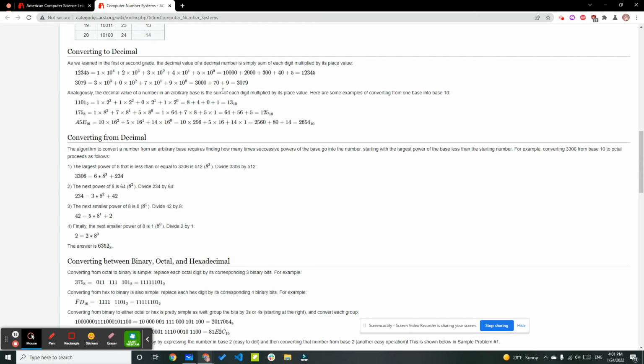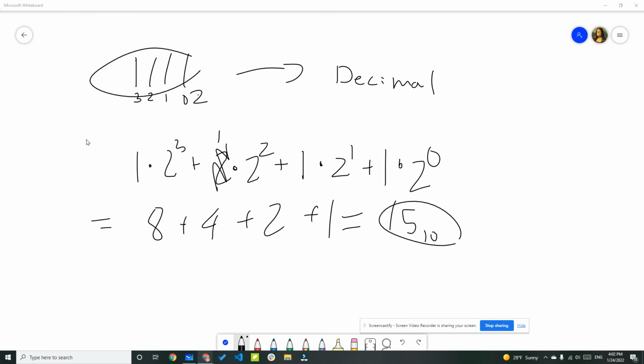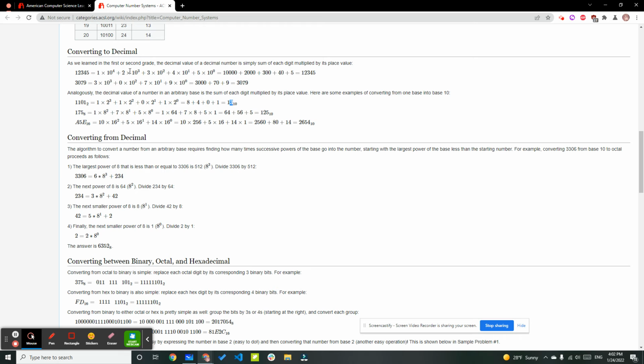As you see here, that's 0, 1, 2, 3, the third place value, so that's 1 times that. So that is 13, and this is 15 in decimal. That's converting from binary to decimal.